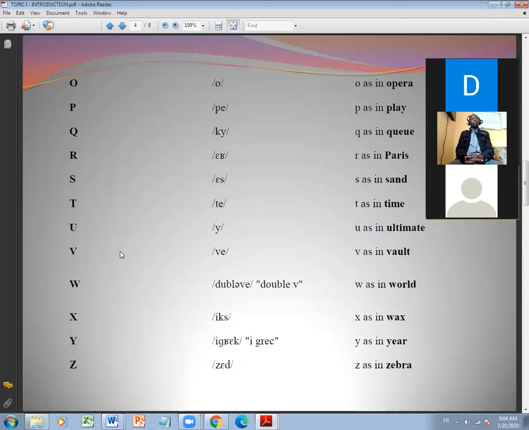Q. You see, this is letter K plus U. So we say Q. Remember the letter U has to come out, and so we say Q, not Q, but Q. Just like you say Q, uni. So we say Q. R.